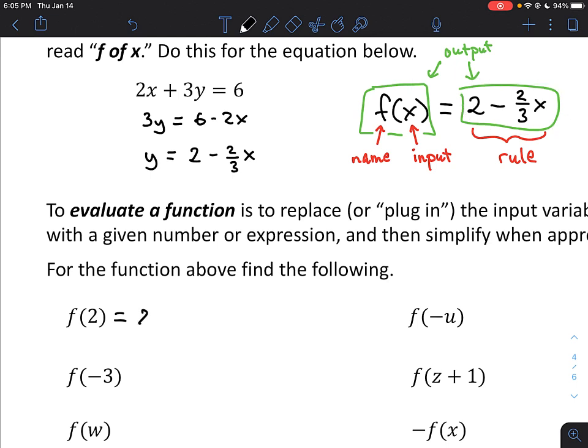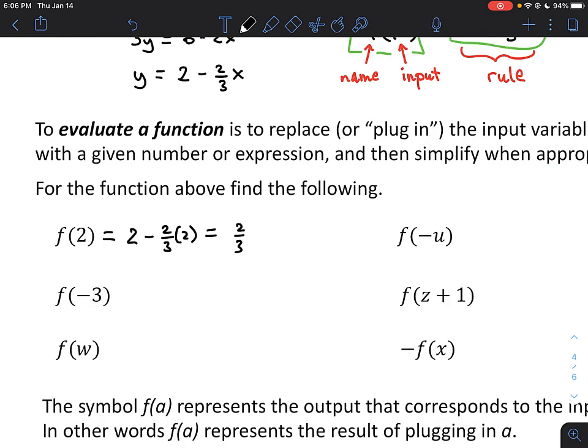So we get 2 minus 2/3 of 2. And 2/3 of 2 is 4/3, and remove 4/3 from 2. Well, this 2 here is 6/3. Remove 4/3 from 6/3, and we get 2/3 as the final result. So the input was 2, and the output was 2/3.